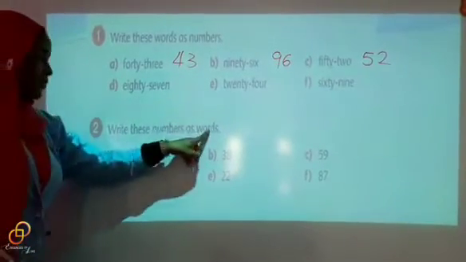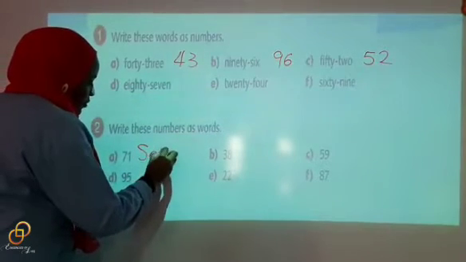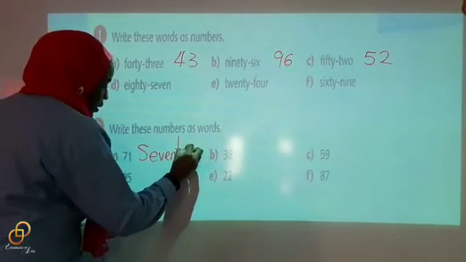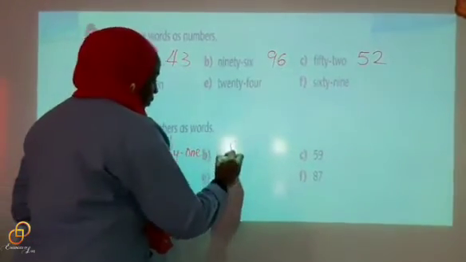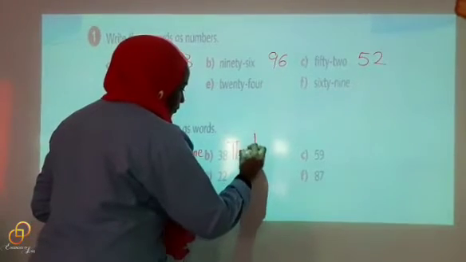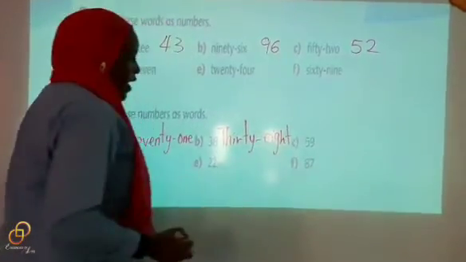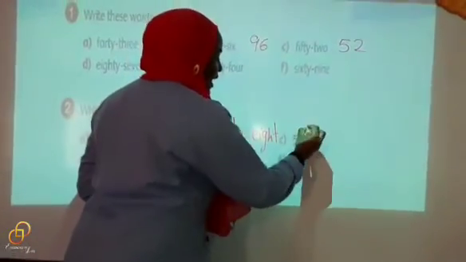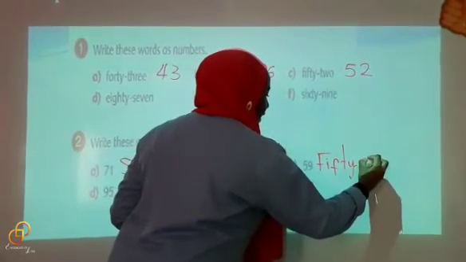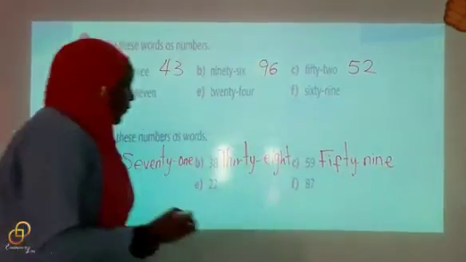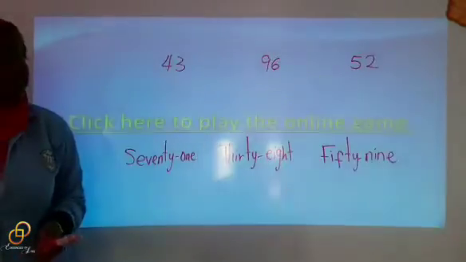So here, write these numbers as words. A is 71, B is 38, and C is 59. So here I want you to answer D, E, and F yourself and send it to your teacher.